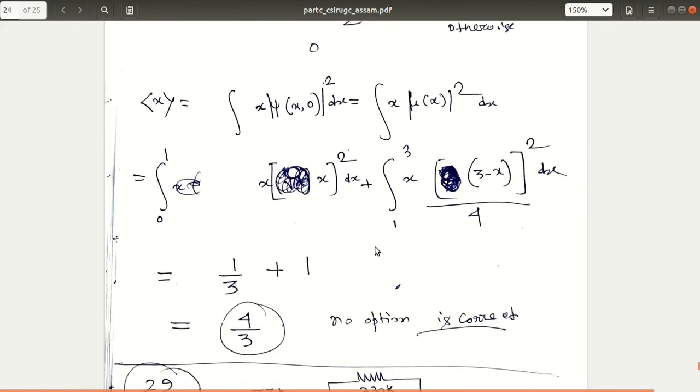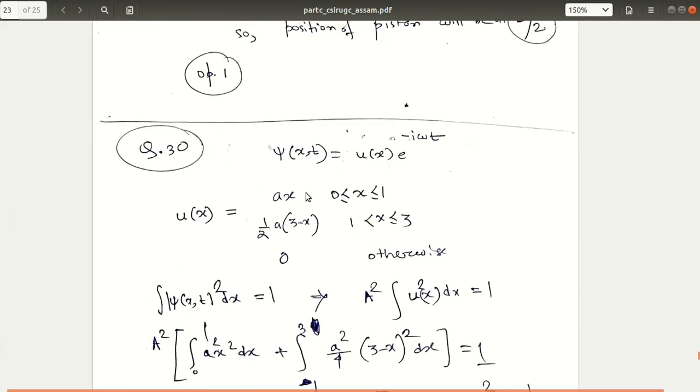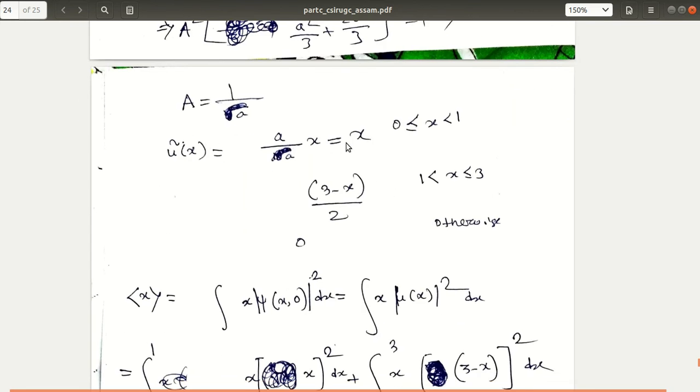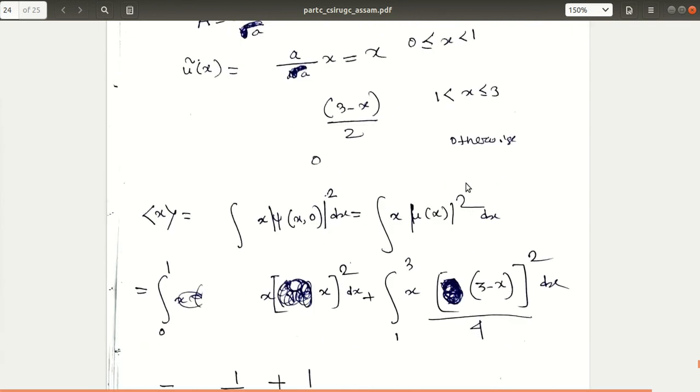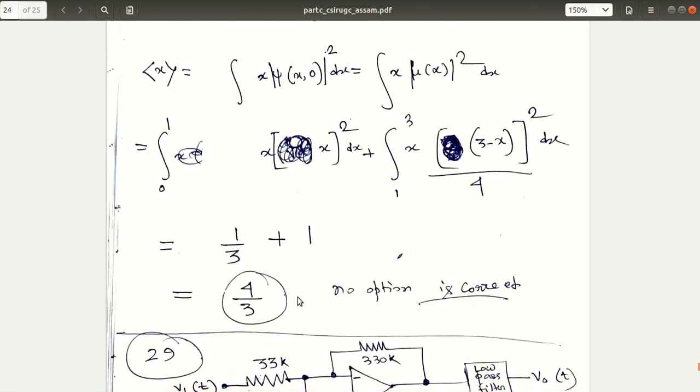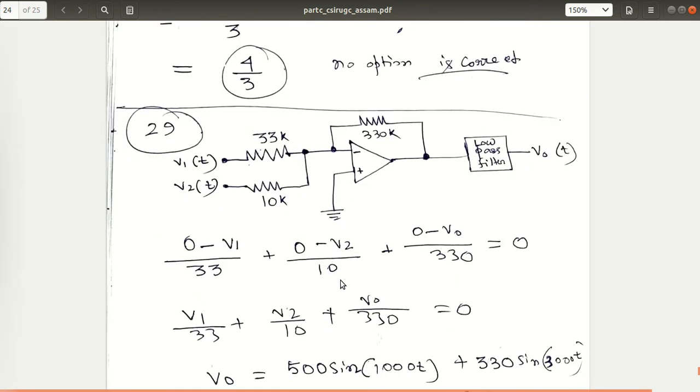So here, this is the wave function property, and if you find a square, the normalization constant, it will be 1 by a, and after normalization it will be x from 0 to 1, and (3 minus x) by 2 between 1 and 3. Now the expectation of x will be x into u(x), because the t part of psi is 0. So x into u tilde x whole square. So x into x square dx between 0 and 1, and x into (3 minus x) whole square by 4 from 1 to 3, and we get 4 by 3. So no option is correct in this case.